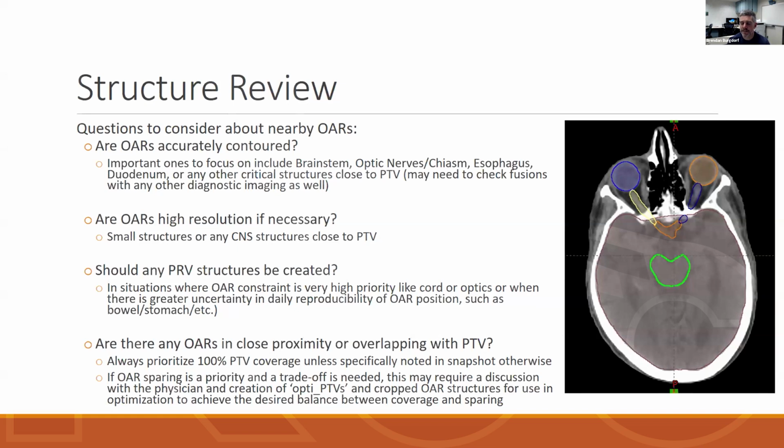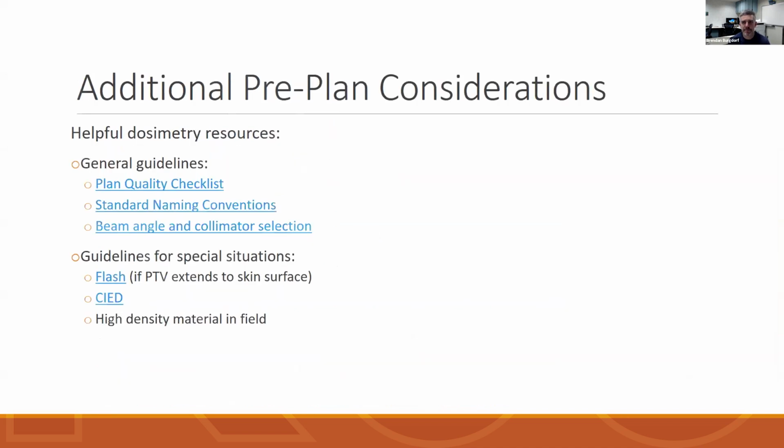So unless the physician is communicating that, or as part of your clinical practice that you want to prioritize sparing a certain organ at risk over covering the target, you always want to try to cover the target 100%. And if OAR sparing is a priority and a trade-off is needed, this may be a discussion with the physician, and this is where we want to start creating optimization structures and cropped OAR structures to use in optimization to achieve a desired balance between coverage and sparing.